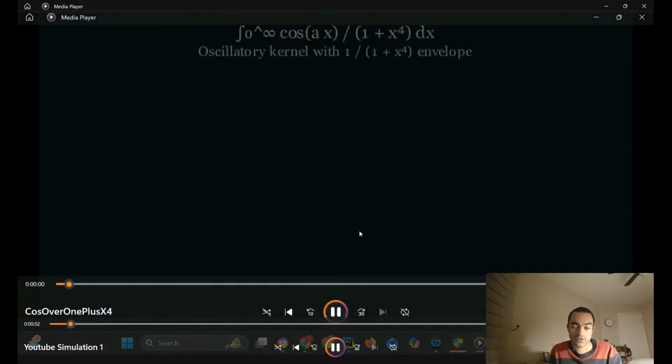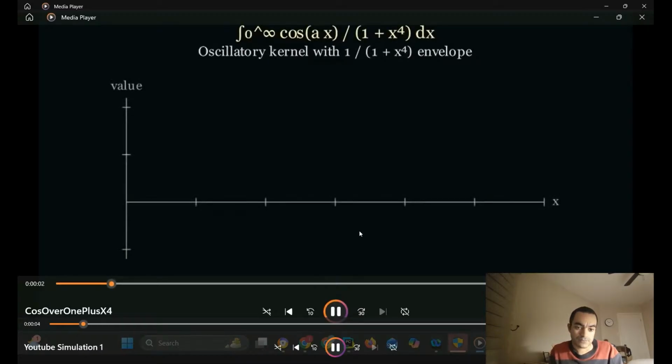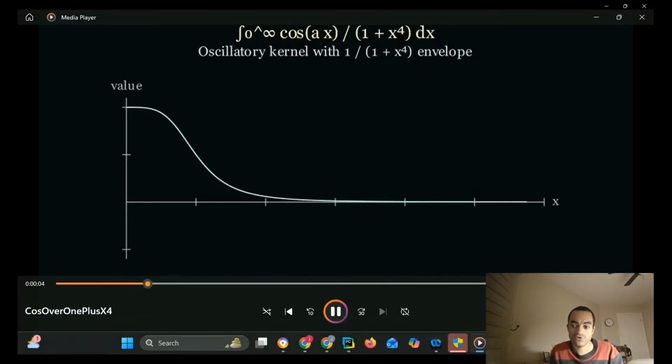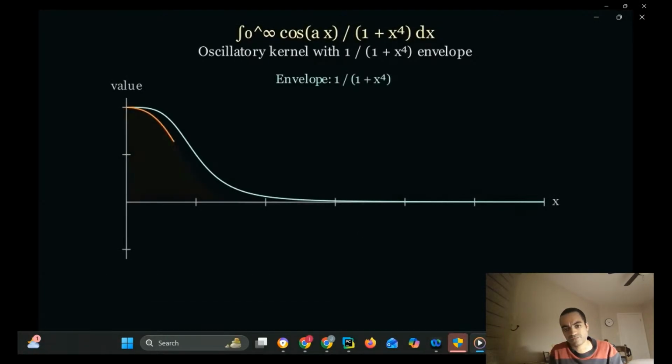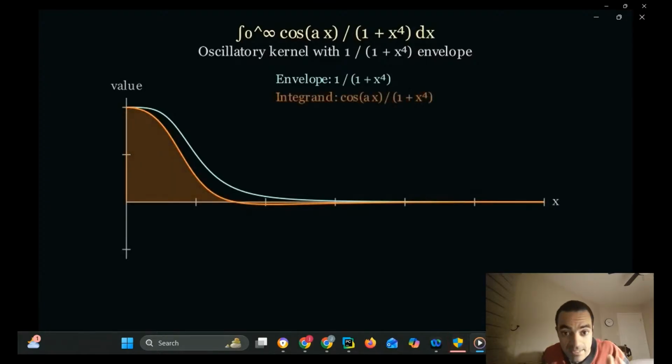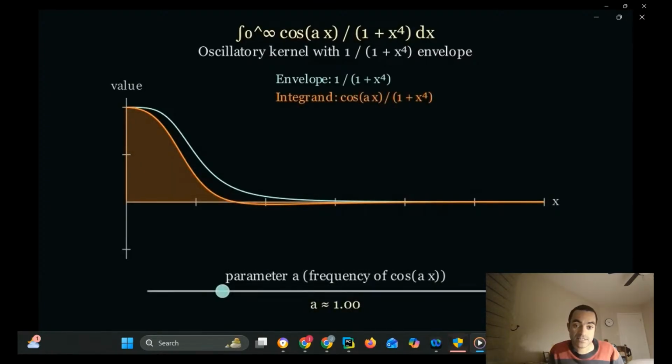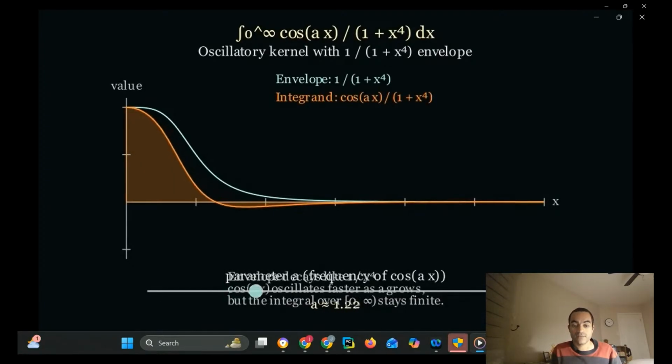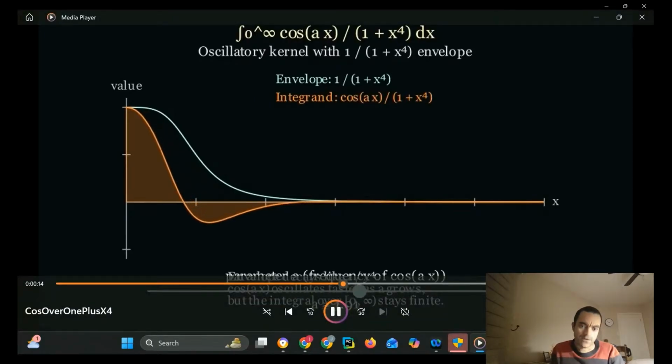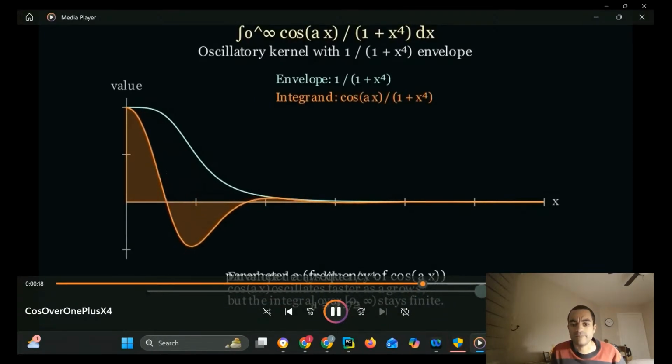Okay, you should know what convergence means. If an integral converges, it means that it has a value that's finite. And if it has a finite value, you can automatically deduce that it's a solvable open problem.